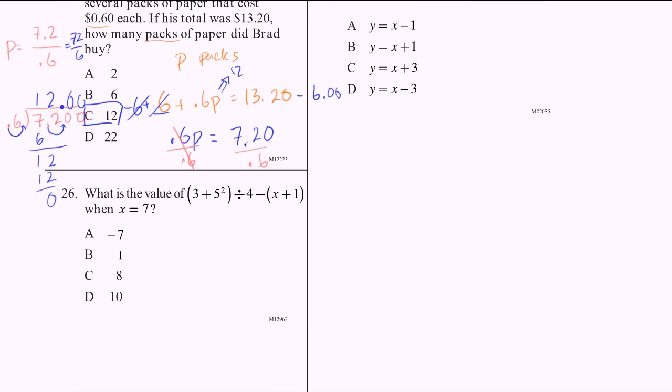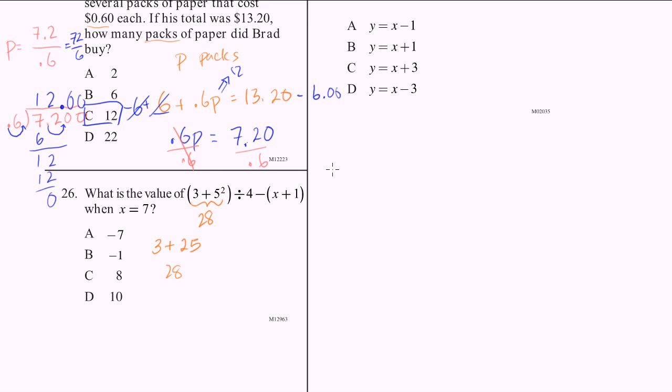Next problem. What is the value of 3 plus 5 squared, divided by 4 minus x plus 1, when x is equal to 7? So let's write it down when x is equal to 7. So this becomes 3 plus 5 squared. 5 squared is 25, divided by... and so they want us to do a little bit of order of operations here. So parentheses are the dominant role here. So this thing, 3 plus 25, is going to be 28.